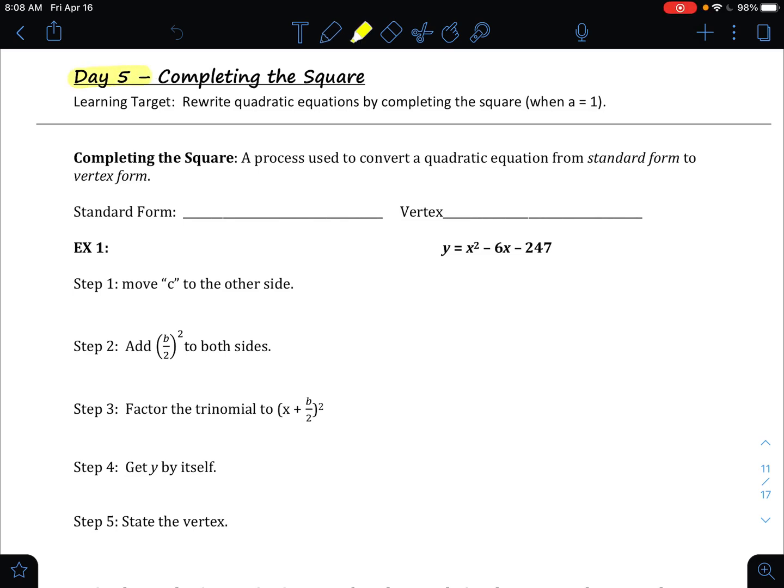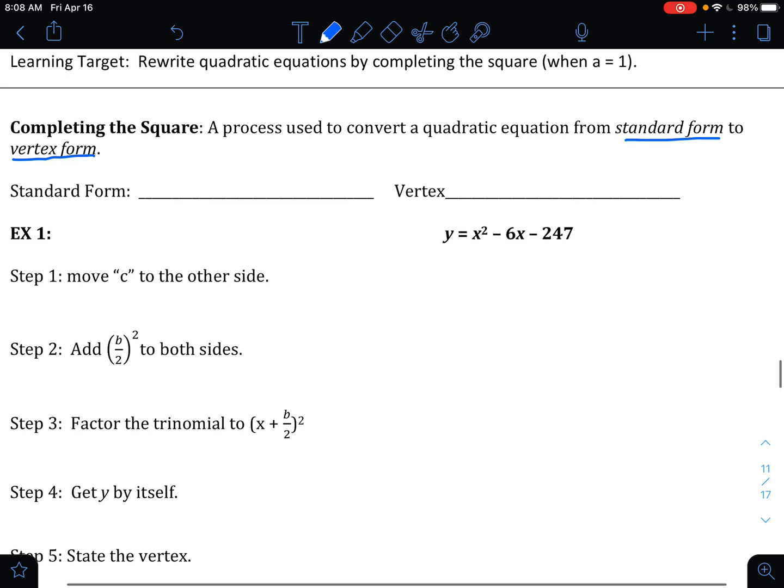Today we are going to look at a topic in our Unit 7 Part 1 called Completing the Square. What we're going to look at today and tomorrow is a process that helps us take an equation and switch it into another format. Completing the square converts, specifically, from standard form into vertex form. So we're going to start in standard and switch it to vertex.